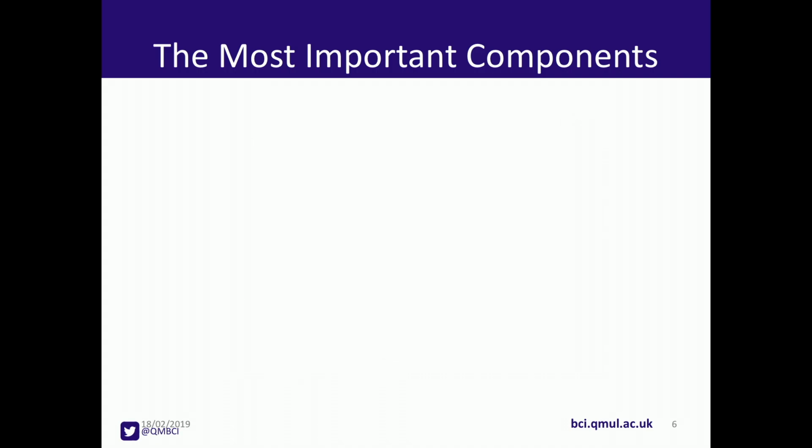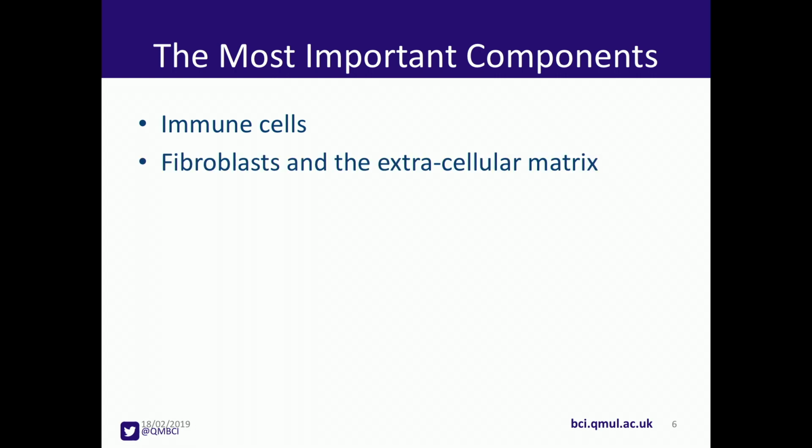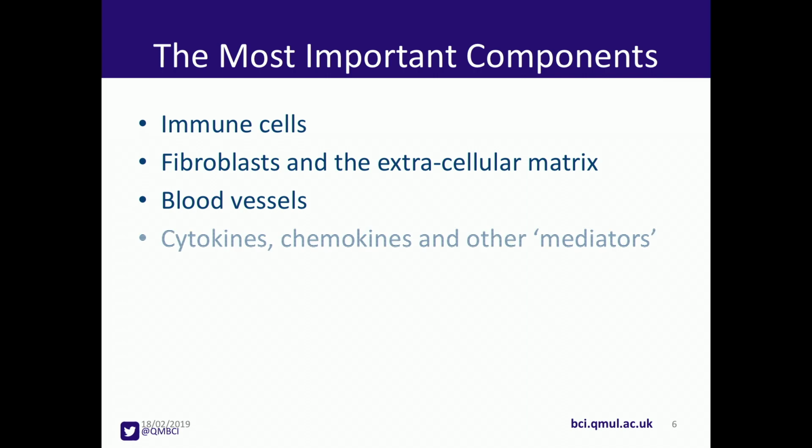So what are the most important components? First is the immune cells, and we're going to focus a lot on the immune cells. There are many, many different types, maybe over 50. We don't understand how many there are yet. There are fibroblasts, those builder cells, and the extracellular matrix. There are blood vessels. How do you think a cancer grows? Your organs can't survive without blood vessels. The cancer cannot grow without blood vessels.